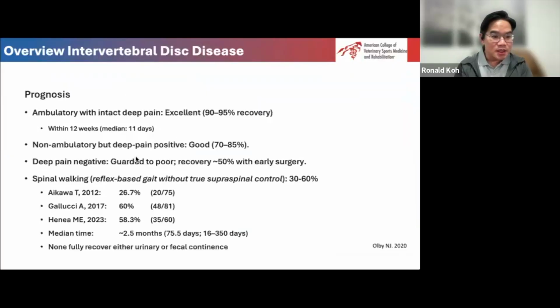Let me see. Without. So the ambulatory with intact depends actually is without surgery. They will still get a pretty good recovery by cage rest, medications, and of course, nowadays I would add rehab, and that helps to increase that recovery. Non-ambulatory with depends, this is the one that's actually with surgery. Yeah, I should put it down. Yeah, that's actually with surgery.